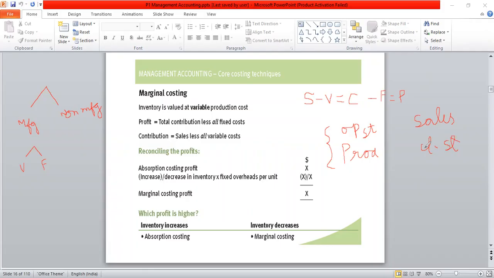But on the other hand, marginal costing, at the time of treating the closing stock, only the variable manufacturing cost is charged to the closing stock. There is no portion of fixed cost which is charged to the closing stock. That is the concept. That is the main point of difference between absorption costing and marginal costing. Did you understand that part of it?